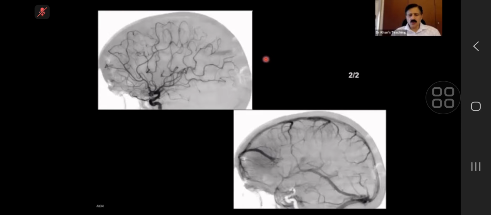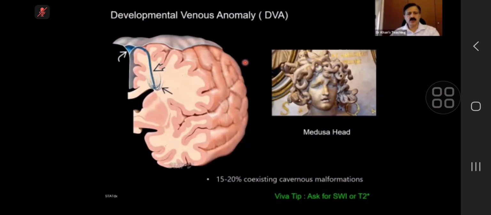So what do you call it? I can see it on the venous phase, so it would be an aberrant cortical vein. Not cortical. It is in the parenchyma, right? Okay, fine. This is what we call a developmental venous anomaly, also known as DVA.